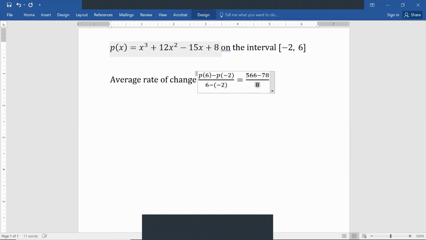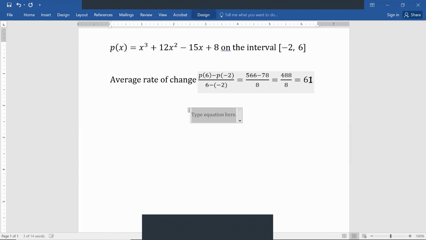And then the denominator is 8. 6 minus -2 is 8. 566 minus 78 is 488. We're dividing that by 8. That's nice because that's divisible. That gives me a whole number, which is 61. By the way, we don't have to have an average rate of change that comes out to a whole number. Our average rate of change could be a decimal, or it could be 13.26. Lots of different average rates of change out there. But ours happens to be 61.